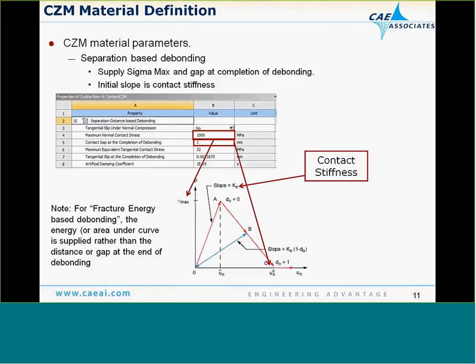CZM material involves, like I said, a maximum stress, maximum tensile stress, and either a total distance over which the debonding takes place, or the energy under the curve, under this area here, for the debonding. The initial slope here is actually the stiffness of the contact elements themselves. The contact stiffness represents the initial slope.